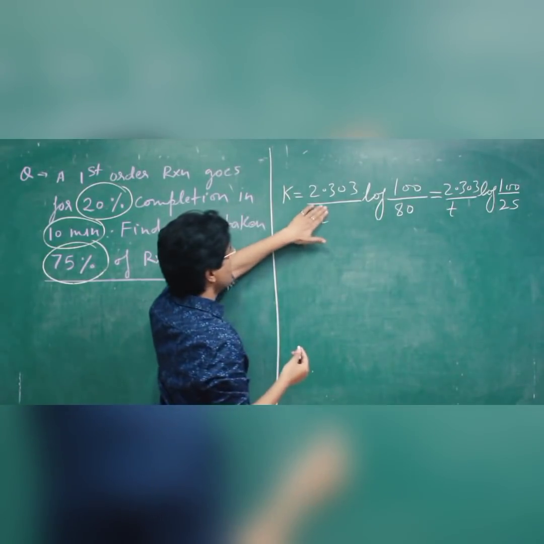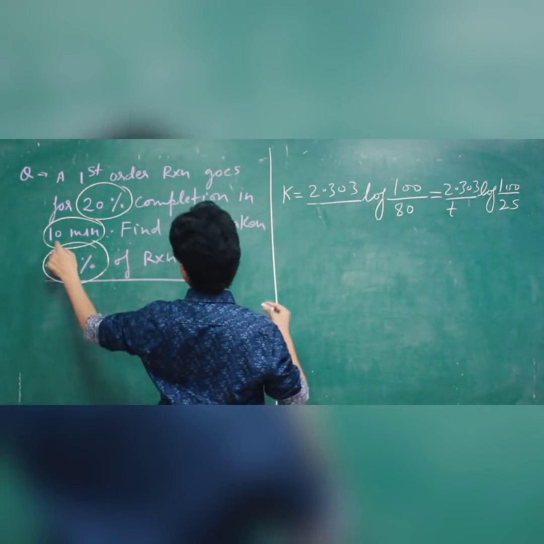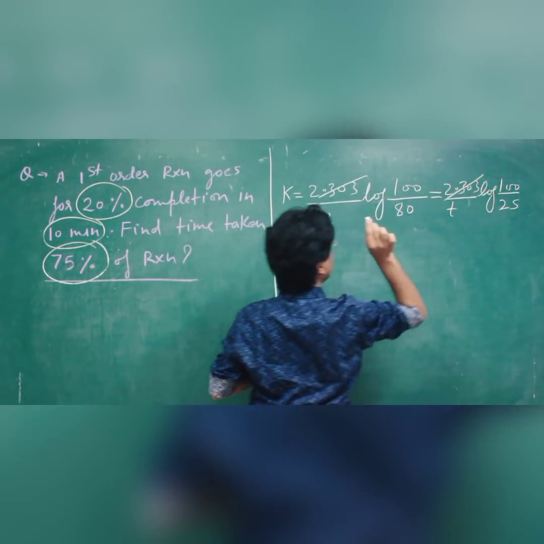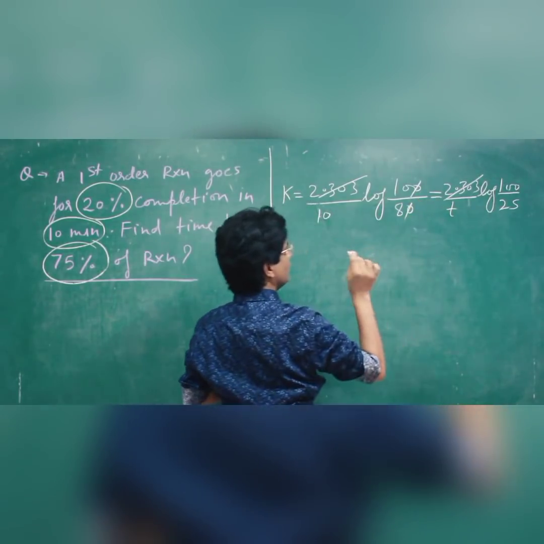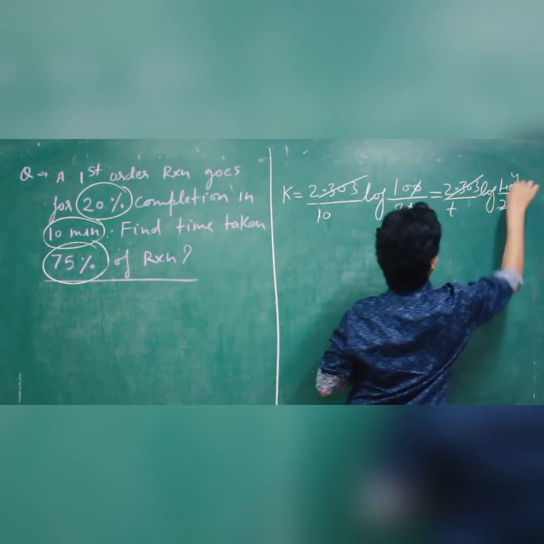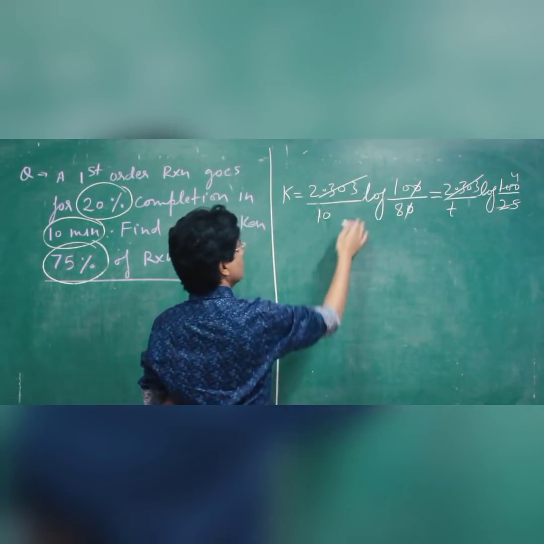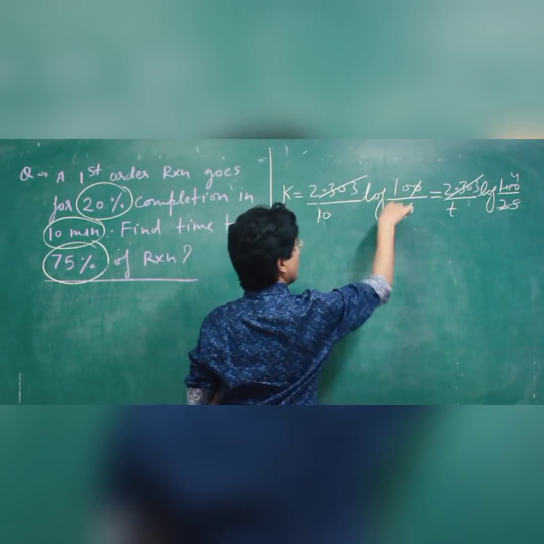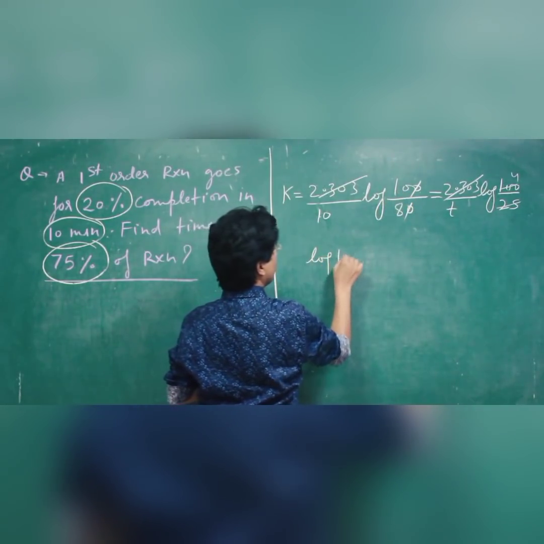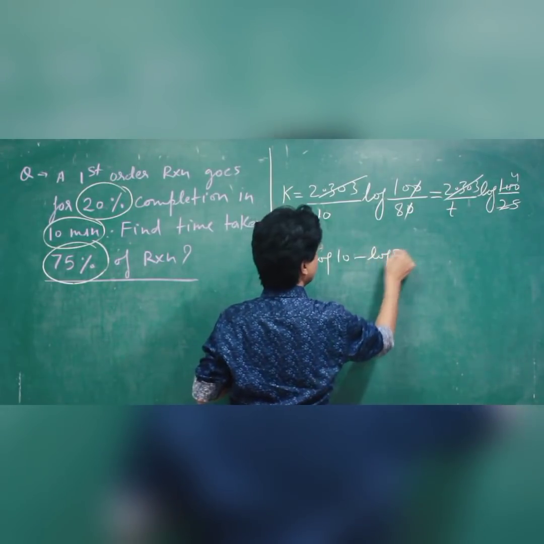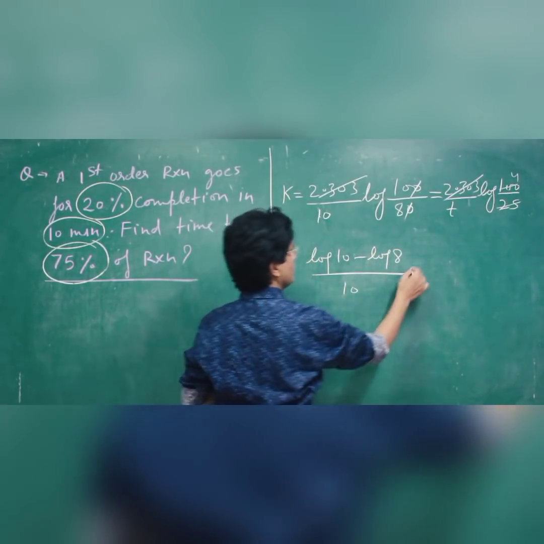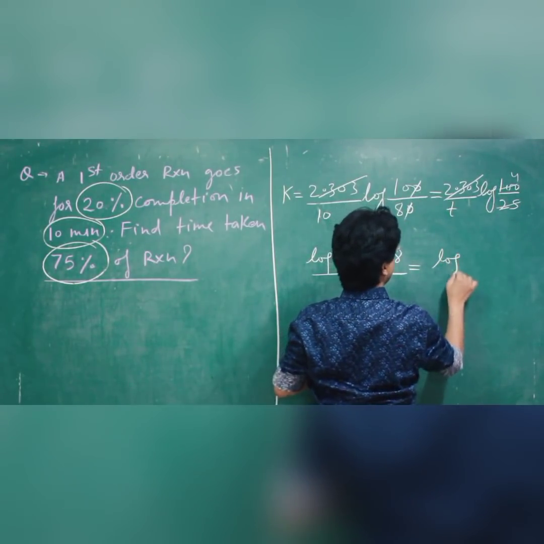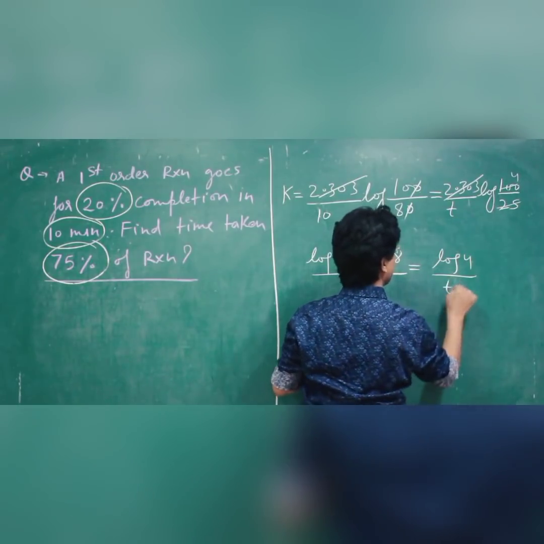Now this T is actually given as 10 minutes. So this part can be cancelled, this will be gone and this will be 4. Now let's resolve this. So this will be log of 100 upon 80, meaning log of 10 upon 8, meaning log of 10 minus log of 8, upon 10, should be equal to log of 4 upon the time taken.